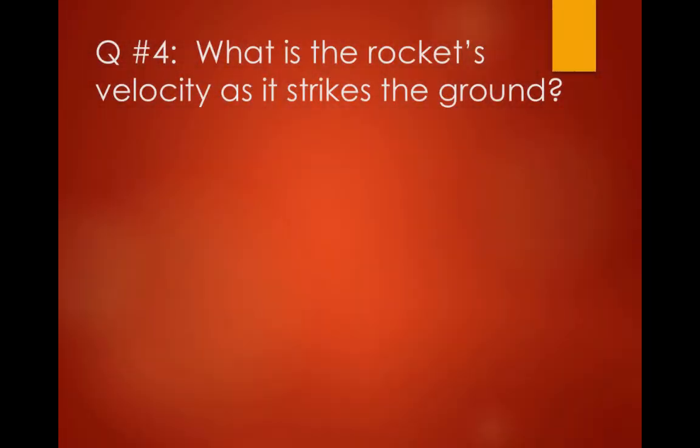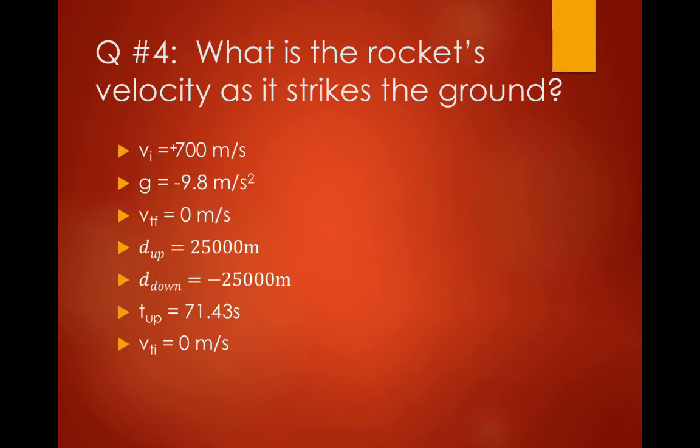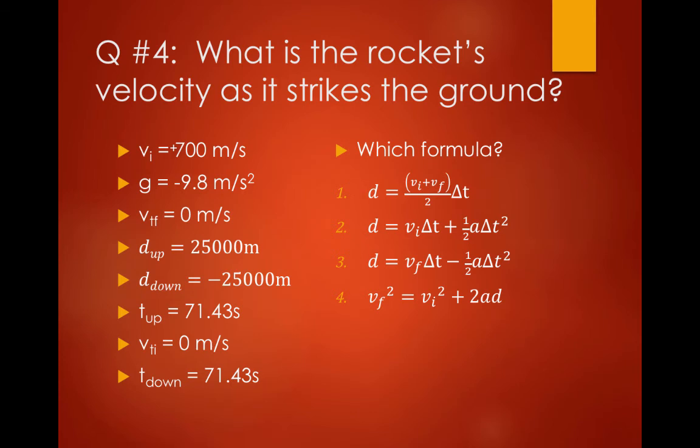Question number 4. What is the rocket's velocity as it strikes the ground? Again, here are the values given or calculated earlier: Vi, g, vtf, d up, d down, t up, and just recently calculated time down, 71.43 seconds. Now which equation do we use? 1, 2, 3, or 4? With all the values to the left, it looks like we can use any of the 4. Let's choose formula number 3, which has yet to be used in the examples.